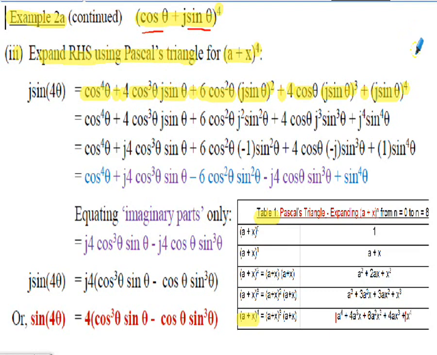So be careful on the next line, looking for the higher powers of j. We'll get a j squared here. When we square j sine theta, we get j squared sine squared theta. Here we've got a j cubed term because we've got a j sine theta all cubed, so we get j cubed sine cubed theta. And looking at the final term here, we get j to the power of 4 sine to the 4th theta from the above line. On the next line, noting that j squared is negative 1, noting that j cubed is negative j, and noting that j to the 4 is 1.